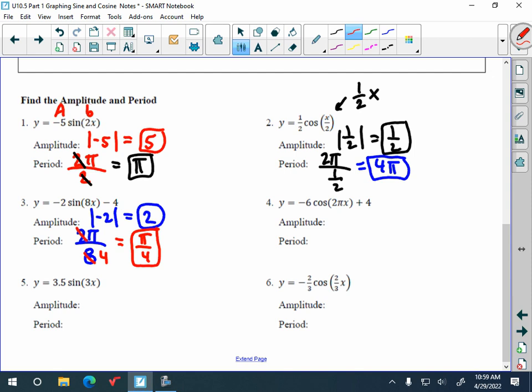All right, so go ahead and do 4, 5, and 6. List the amplitude and the period for each one.